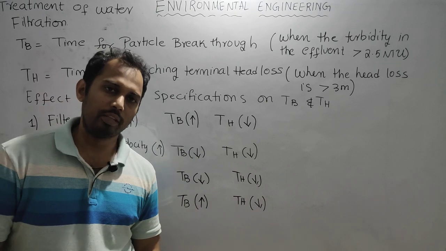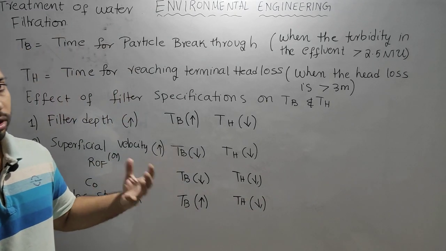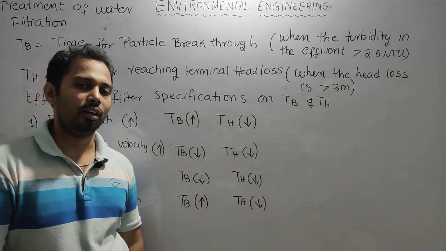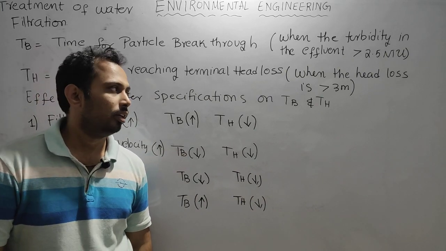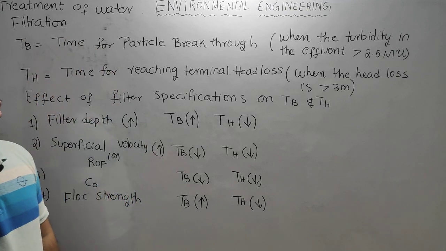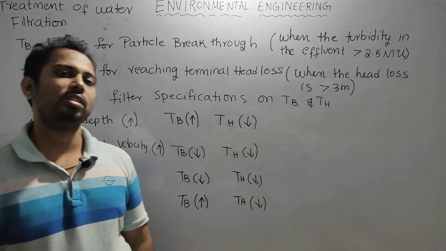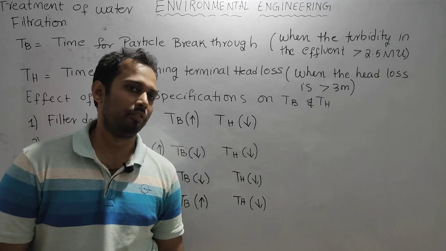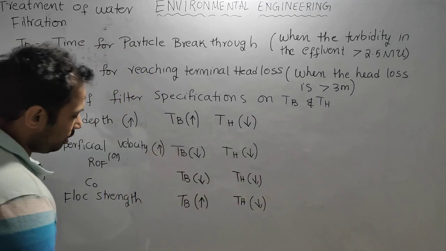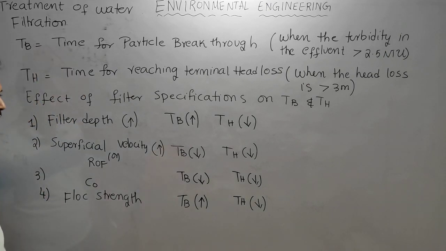And TH decreases because the flock is obstructing the path of the water. That is why the head loss will appear in the water very quickly, because the flock is occupying the porous spaces, which increases the resistance of the filter media, because of which the time for reaching the terminal head loss will decrease. Okay, that is the effect of flock strength on TB and TH.